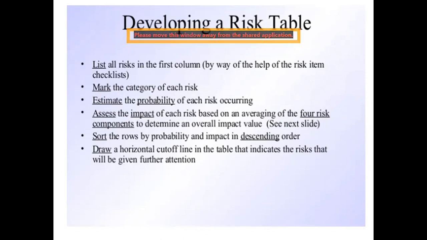Then how are you going to develop the risk table? First, you have to mention all the types of risk in the first column. Second, mark the category of risk. Third, estimate the probability. Here we will calculate the probability, and I will tell you how to estimate the probability of each risk occurring in the next slide. Then assess the impact of each risk, by averaging the 4 risk components.